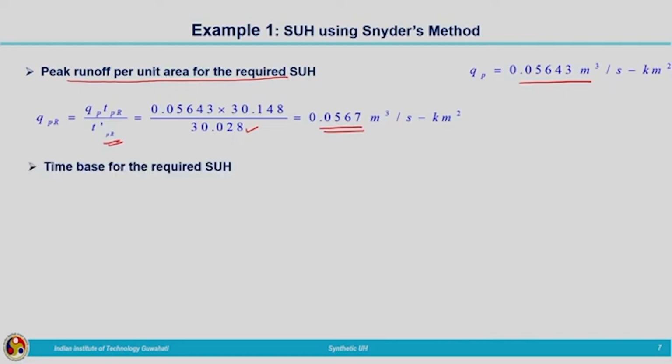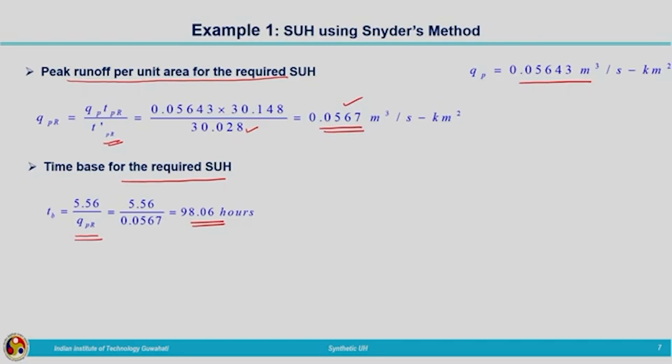Next is the time base for the required synthetic unit hydrograph. For that also we have a formula: TB is given by 5.56 divided by QPR. So, for QPR we can substitute this value, that is 5.56 divided by 0.0567, and it comes out to be 98.06 hours. So, here we are with the QPR value and also the time base value. Here we have calculated the peak discharge per unit area.